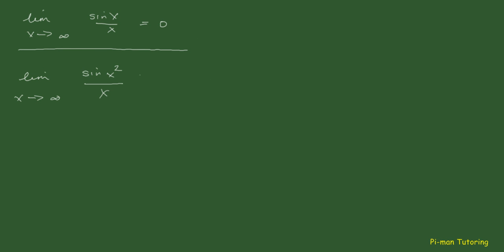Now we can apply the same trick as last time to try and make the denominator match the sine piece here. And we need another x on the bottom. So we better put an x on the top. So we can say that this is the limit as x tends to infinity of x times sine of x squared over x squared.